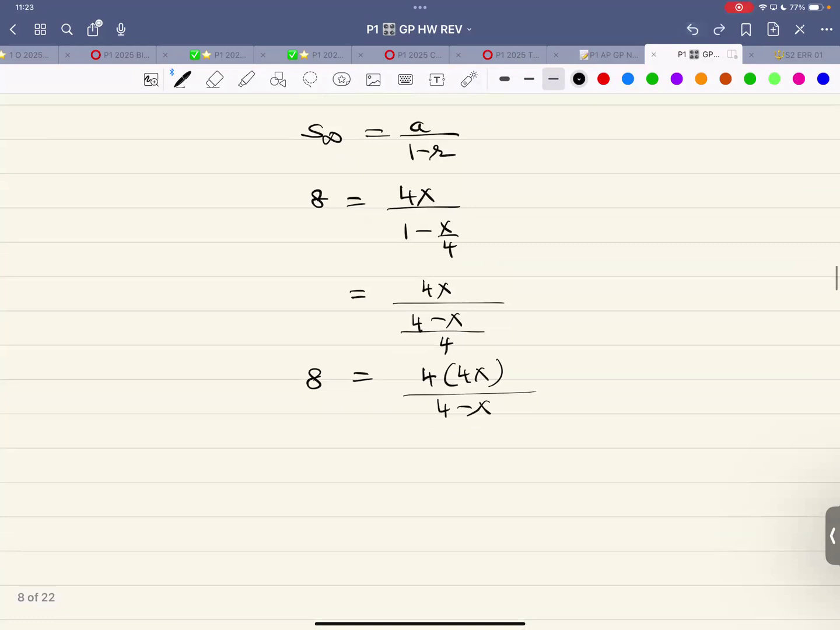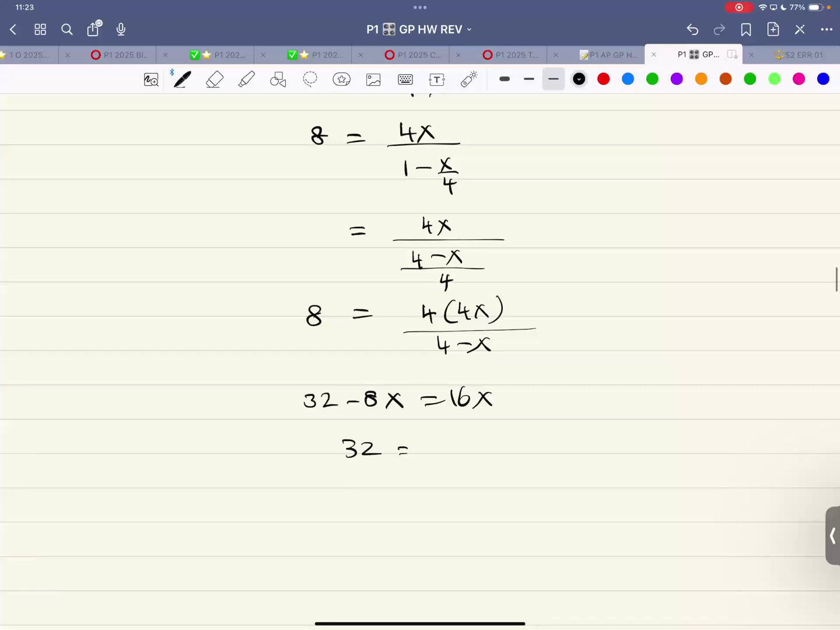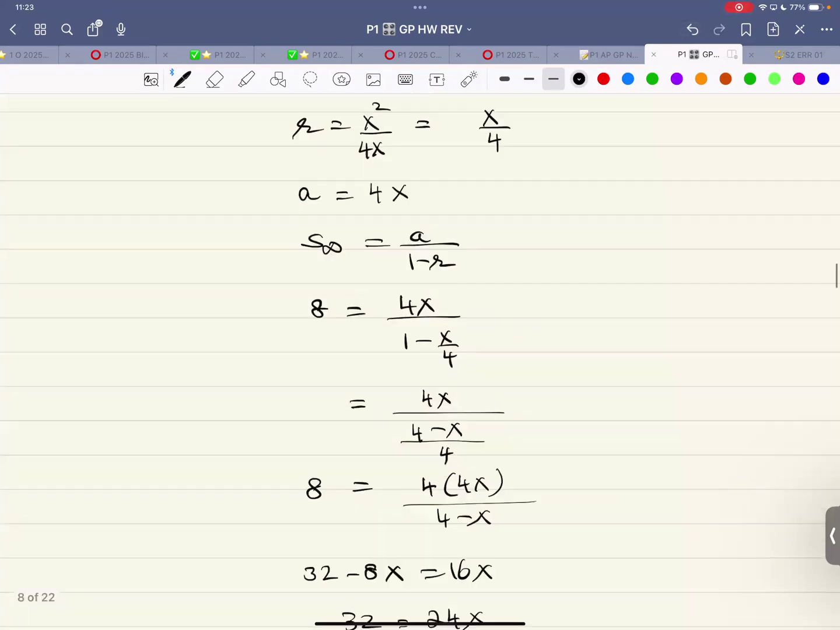I think it's a linear equation. 8 4s are 32 minus 8x is 16x. 32 is 16x plus 8x. That is 24x. Therefore, x is 32 over 24. 8 4s are 32, 8 3s are 24. So this is 4 over 3. That is the value of x.